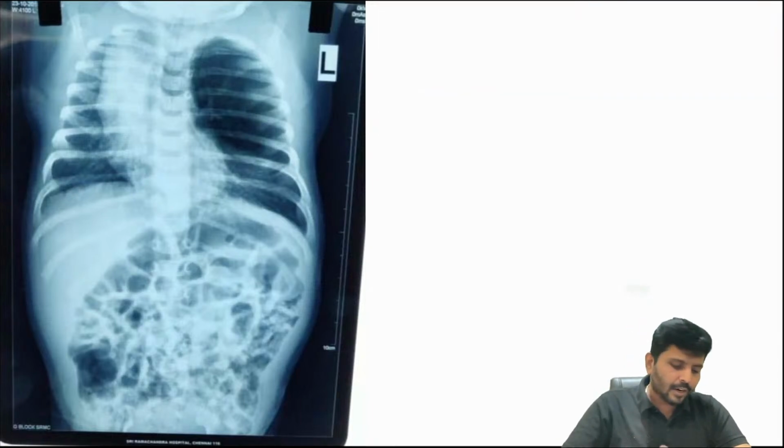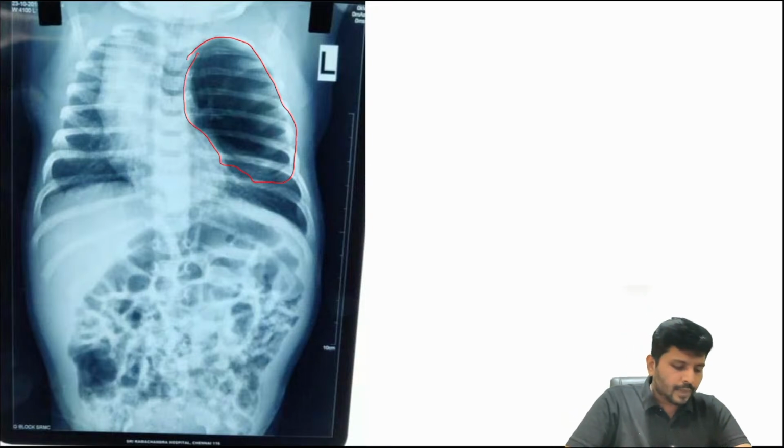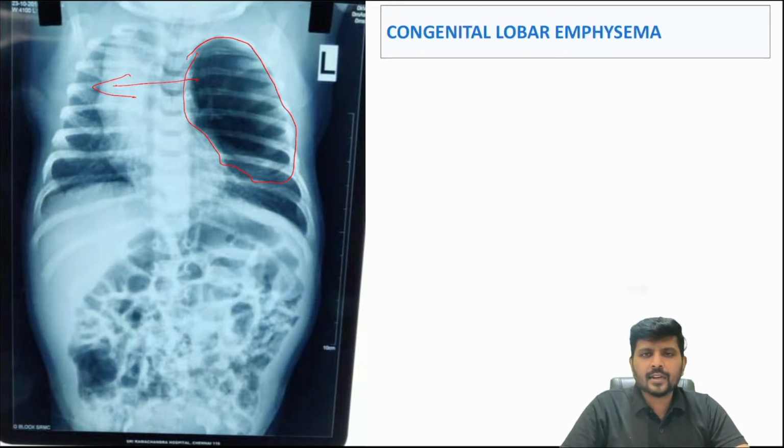And finally, what is this? Here you have a hyperlucent lung involving the left upper lobe and the mediastinum is shifted to the opposite side, and particularly air entry is reduced. You need to consider this a case of congenital lobar emphysema. Whenever it produces respiratory distress, it has to be removed.